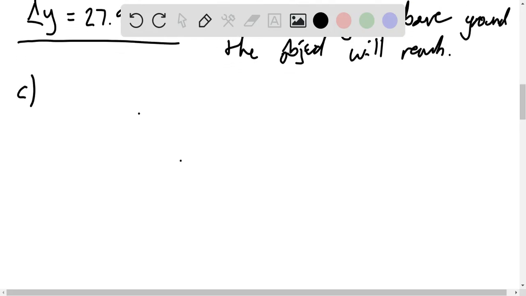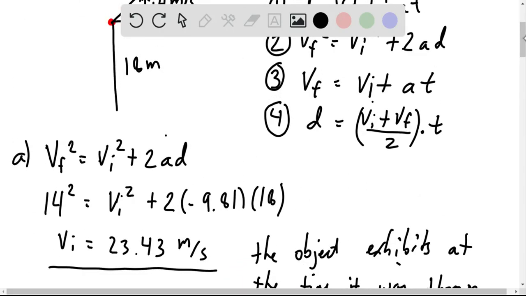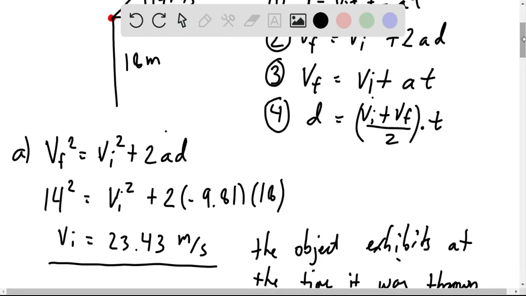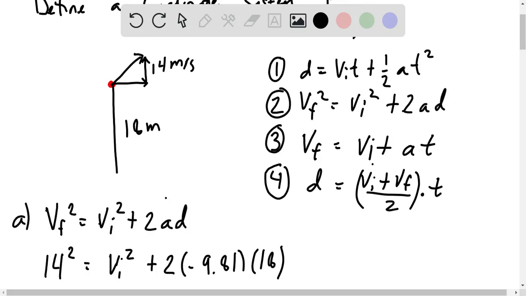And in part C, we wish to determine when it was thrown. And so once again, we go back to our kinematics equations. So we determined VI, which may be useful, and we look for an equation in which we can determine the time at which it was thrown. And in this case, we're trying to determine the amount of time it took for the object between when it was thrown to when it passed the window. So this amount of time.